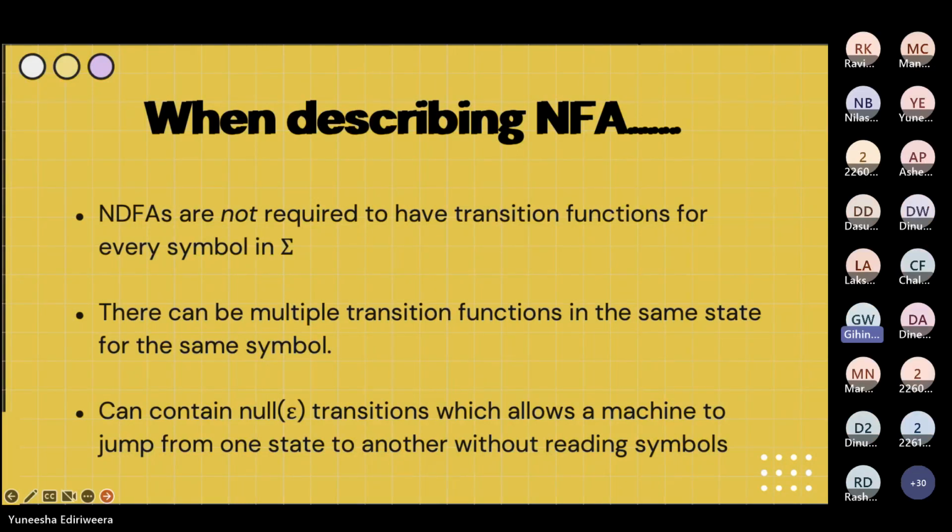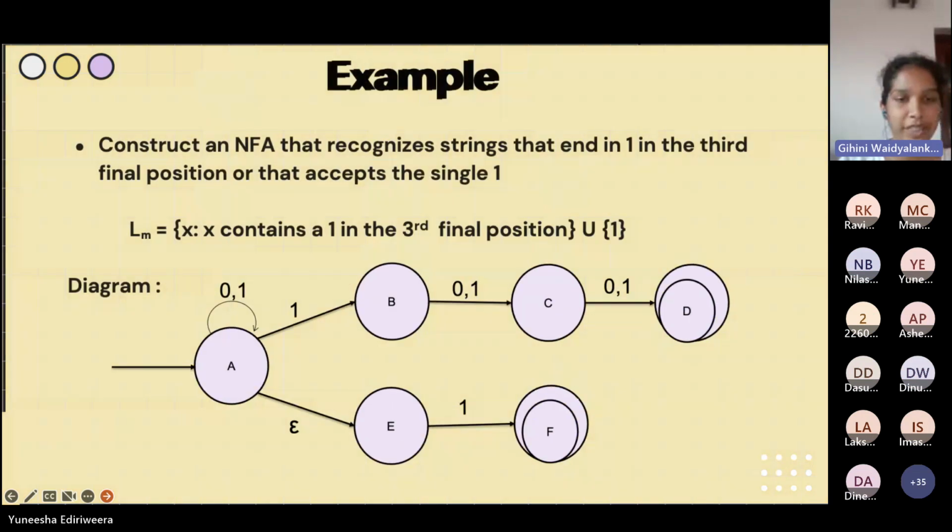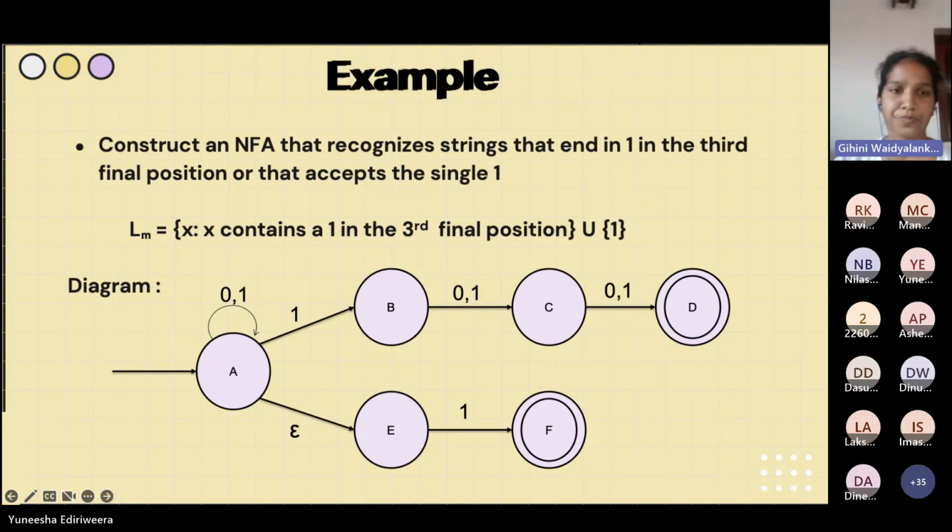Okay, now we will take an example on how to design a certain NFA. Our example says that we have to construct an NFA that recognizes strings that end in 1 in the third final position, which means that the 1 should be the third digit from the right, or that accepts the single.